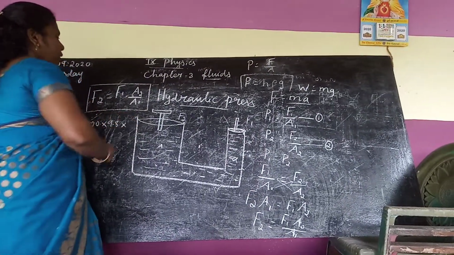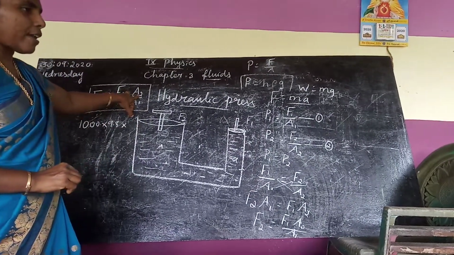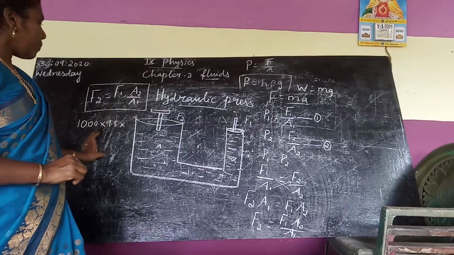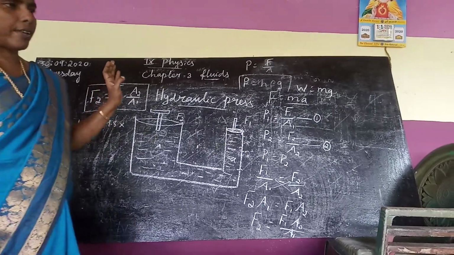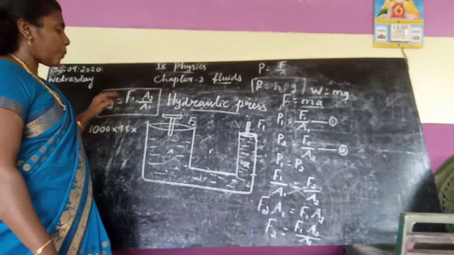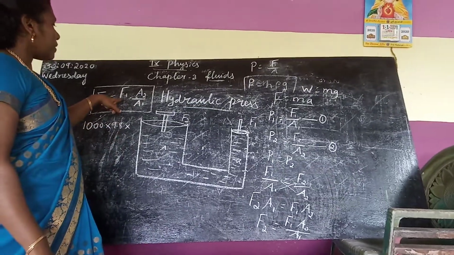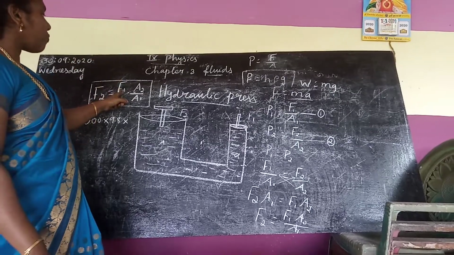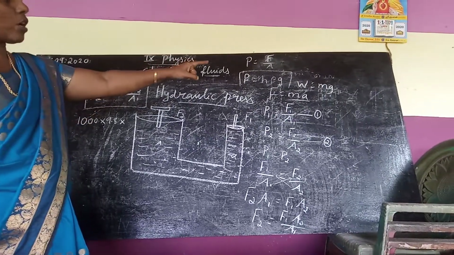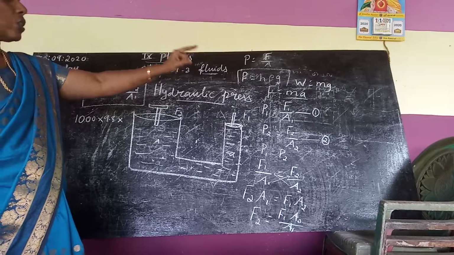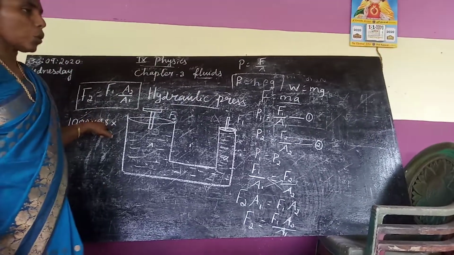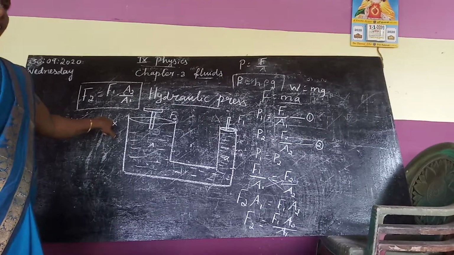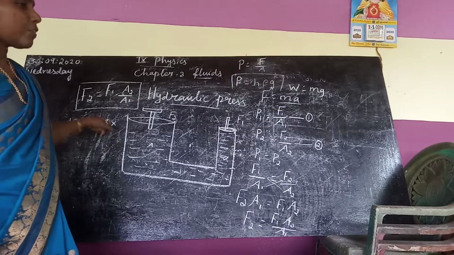You have to multiply 9.8, then substitute the values of A2 and A1, then multiply and divide, and you will get the answer. So in example problem number 4, only the mass is given. You have to find the force or weight using that formula, so the mass into 9.8. What is 9.8? Which value?